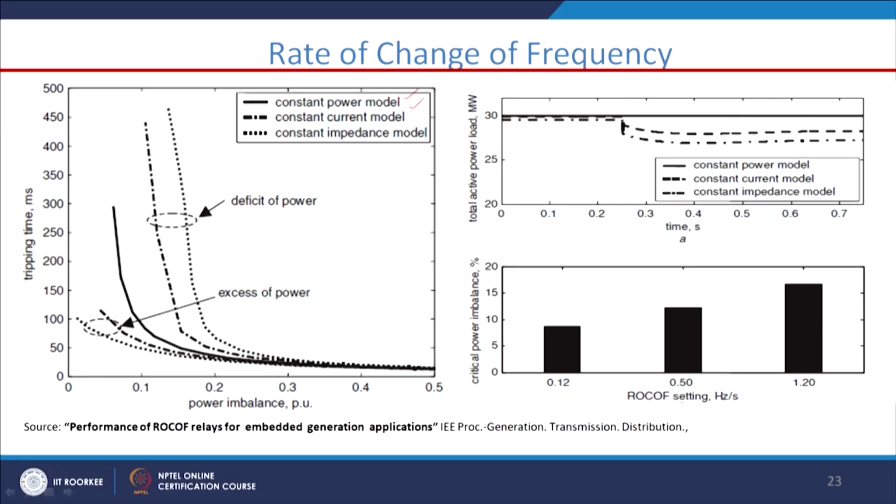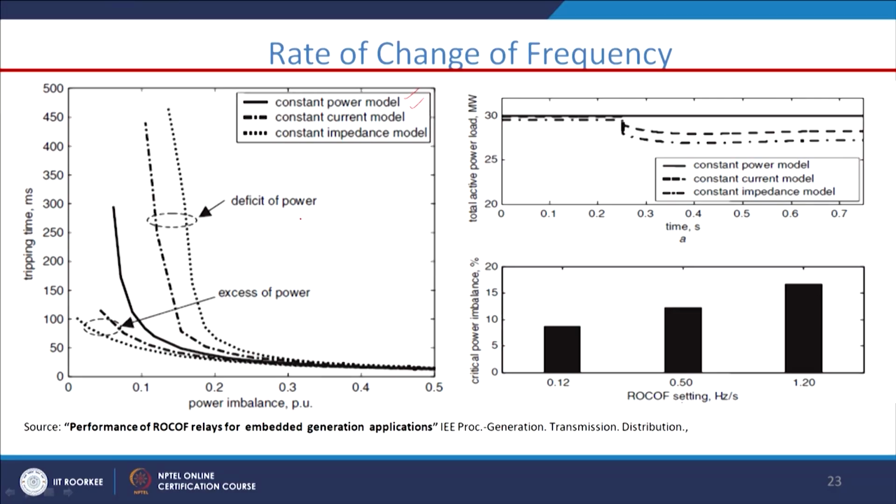Now, if you see here, this is for different types of loads, like the constant power model, constant current model, or constant impedance model. This rate of change of frequency technique also varies, and that is also one of the demerits. If you see here, for deficient power there is a variation of the tripping time, and for excess power this is the tripping time. This is the power imbalance in per unit, and this is the ROCOF setting in hertz per second. This is the critical power imbalance, the percentage of power at which this technique is going to work fine, and below a certain percentage of power mismatch this technique is not going to work. That is the critical power point.